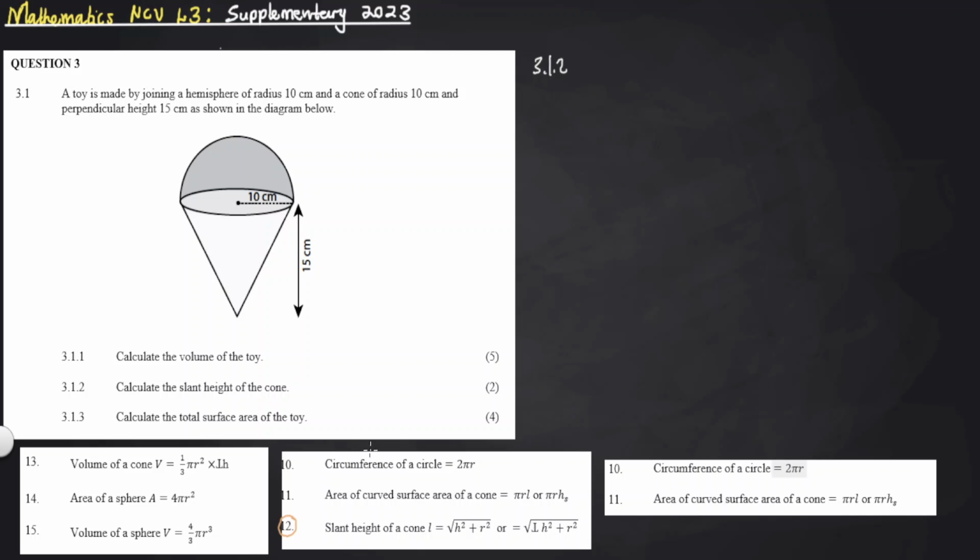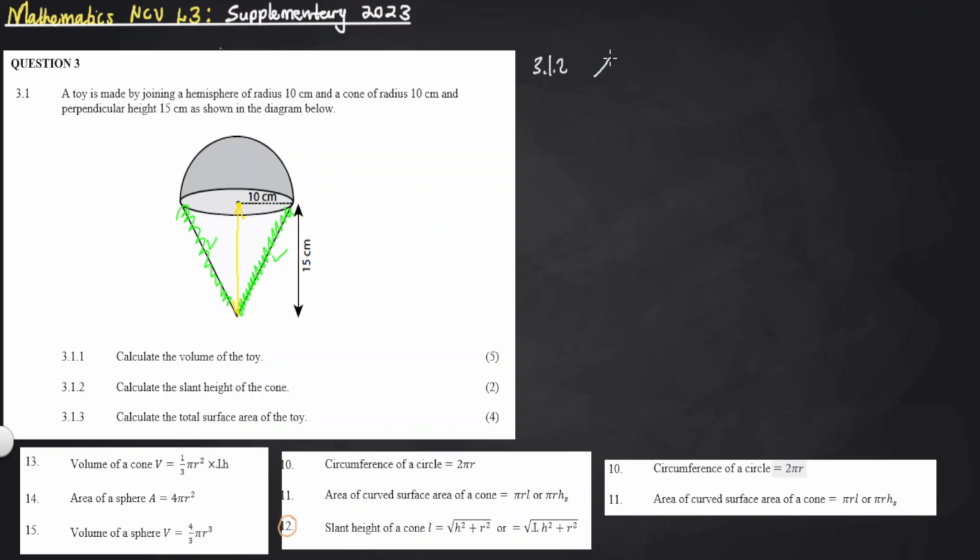If you check your formula sheet, you can see there's actually a formula for finding a slant height, which is this. Now, what is the slant height? There are two types of height. There's this height, which is referred to as the perpendicular height, which is that 15. The slant height, let me highlight that in green. This is the slant height, so it's also going to be equal to that. Okay, 3.1.2 is a straightforward one.